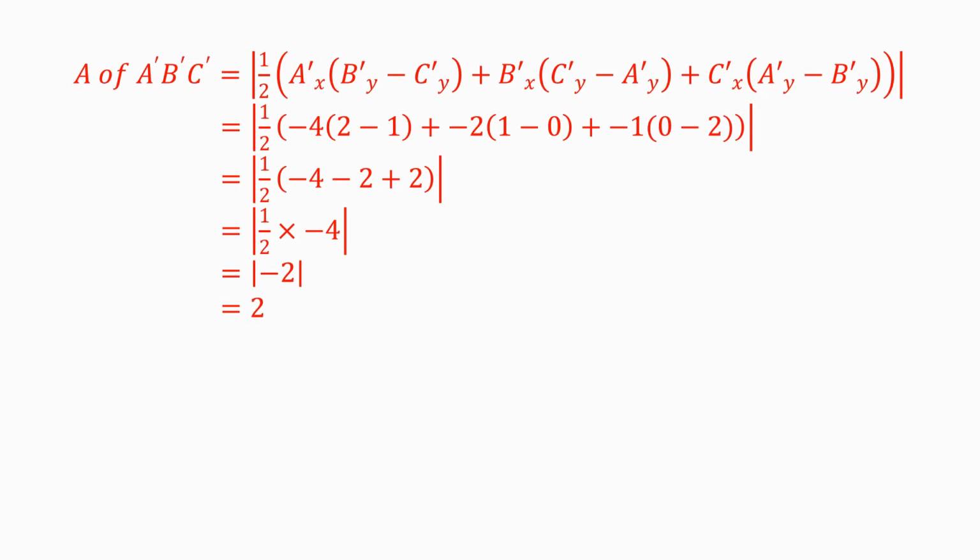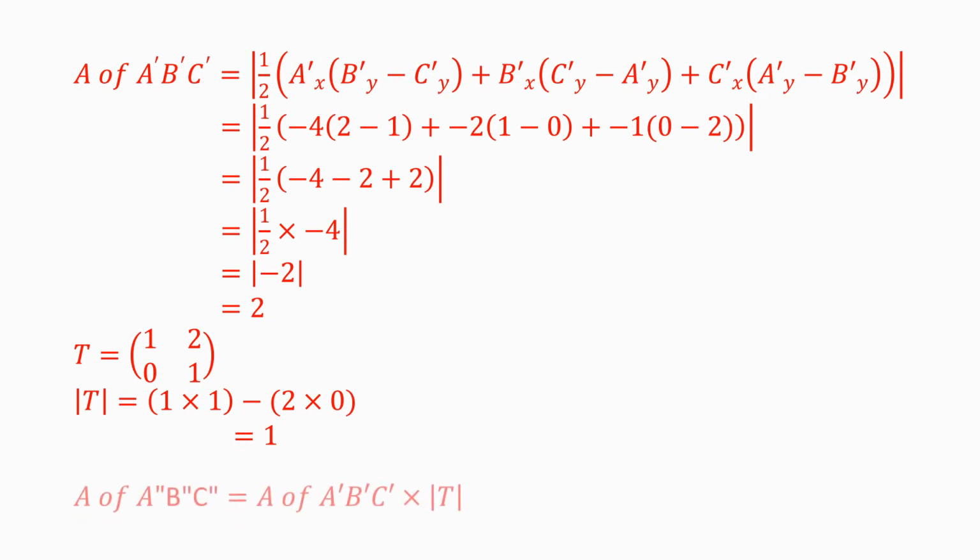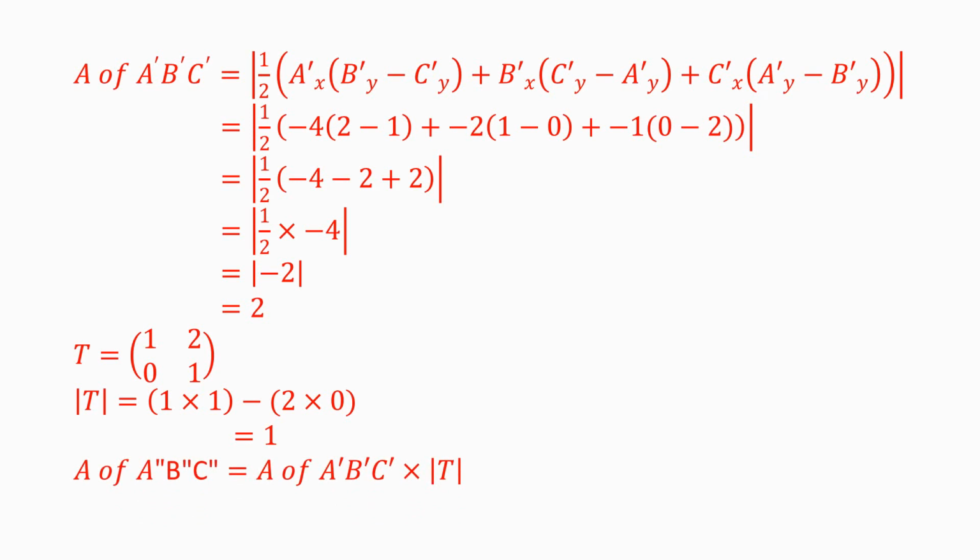Then remember that to obtain A2 prime, B2 prime, and C2 prime, we had to use the transformation matrix 1, 0, 2, 1. So we need to find the determinant of the transformation matrix T, and the determinant is 1 times 1 minus 2 times 0, which is equals to 1. Then now the area of A2 prime, B2 prime, C2 prime is equals to the area of A prime, B prime, C prime times the determinant of the matrix T. We substitute, we have 2 times 1, which is equals to 2 squared units. Therefore, the area of A2 prime, B2 prime, C2 prime is equals to 2 squared units.